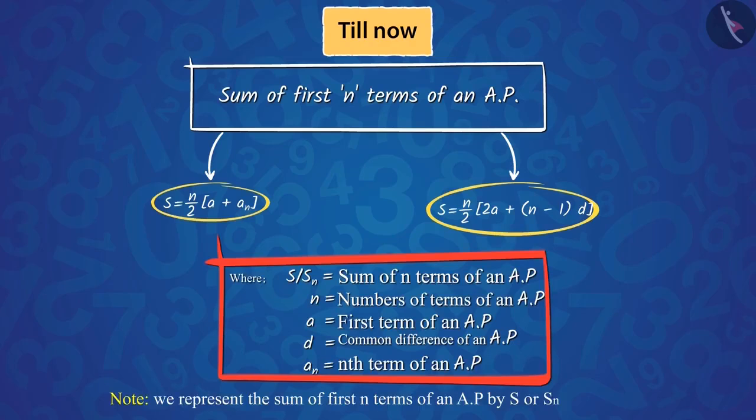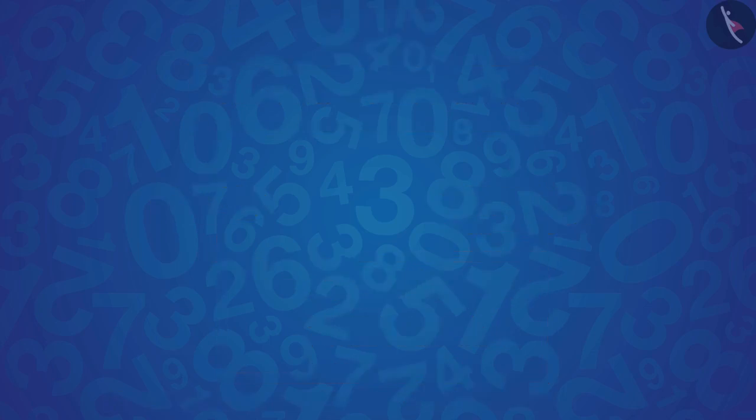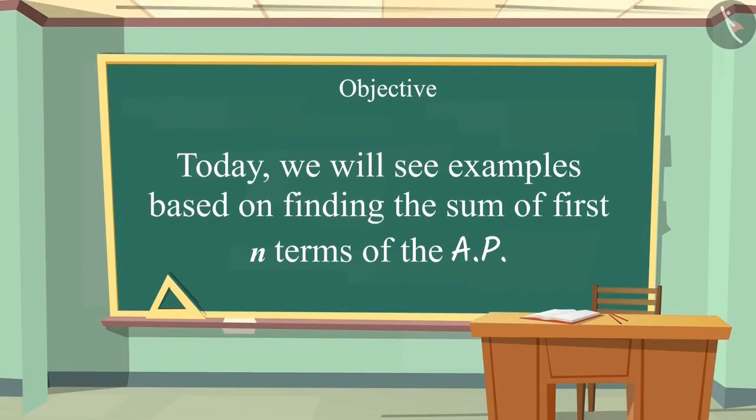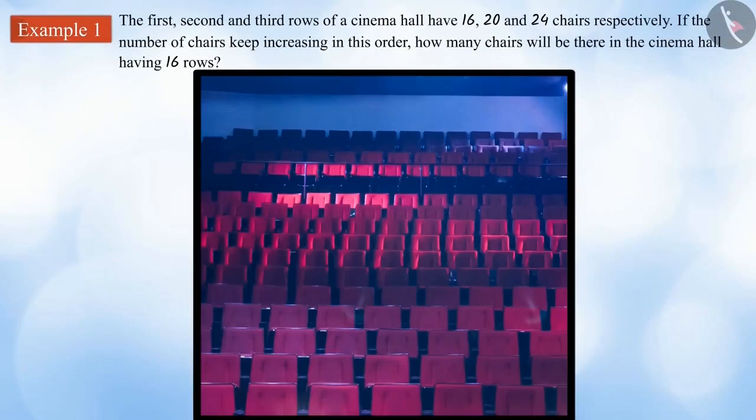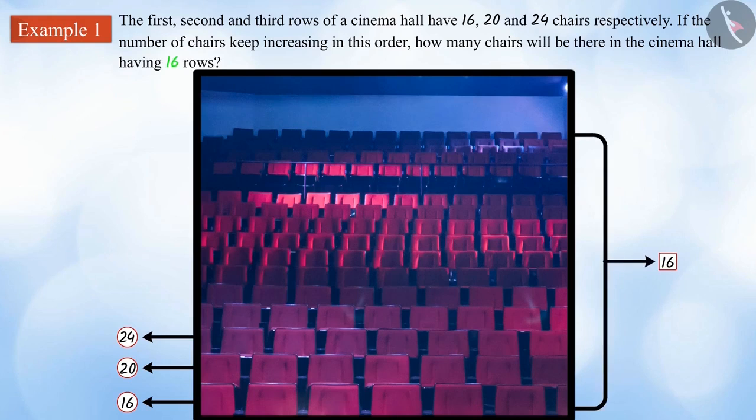In the previous video, we learned to find the sum of the first n terms of an arithmetic progression. Today, we will see some interesting examples based on this. The first, second, and third rows of a cinema hall have 16, 20, and 24 chairs respectively. If the number of chairs keep increasing in this order, how many chairs will be there in the cinema hall having 16 rows?